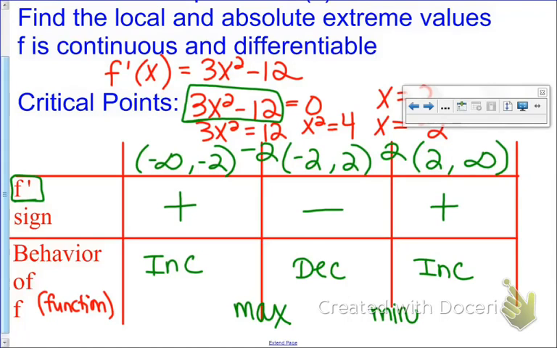Now I have all the information I need in one simple little chart, and I can read all the information from the chart. Questions?